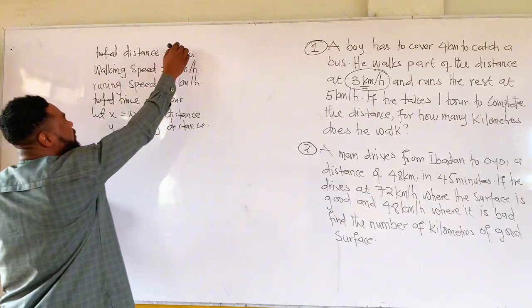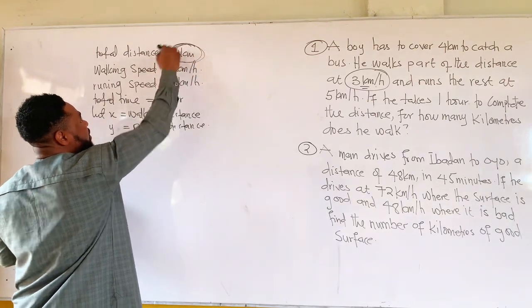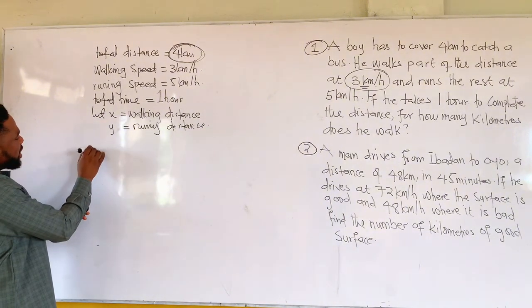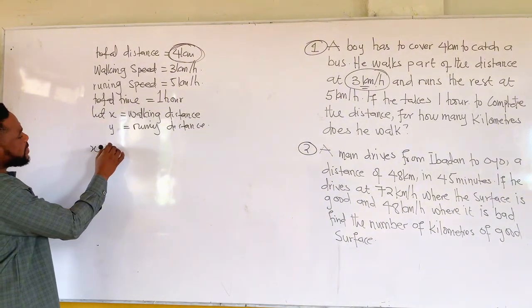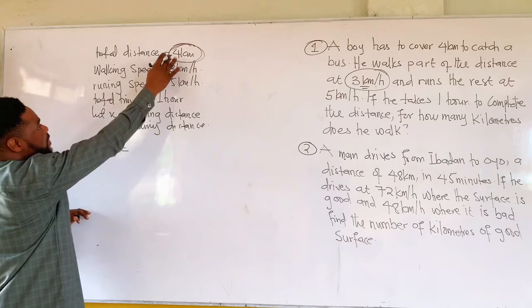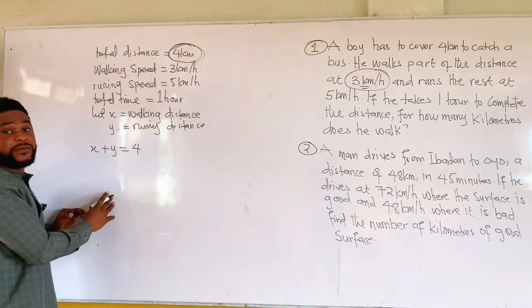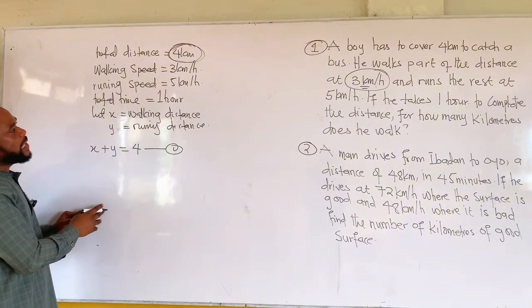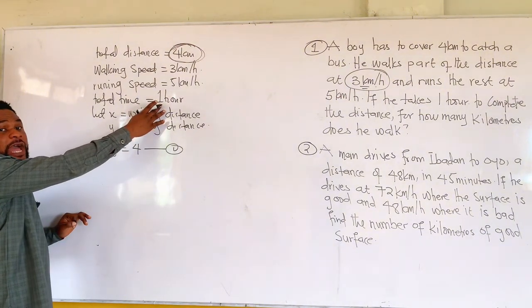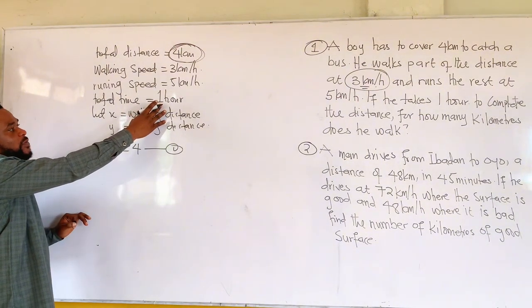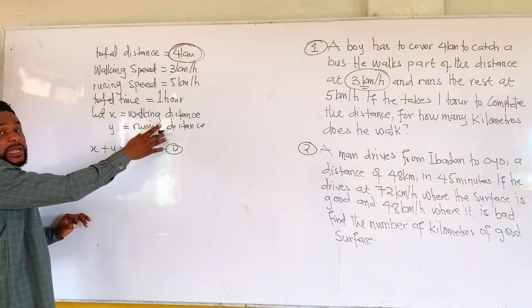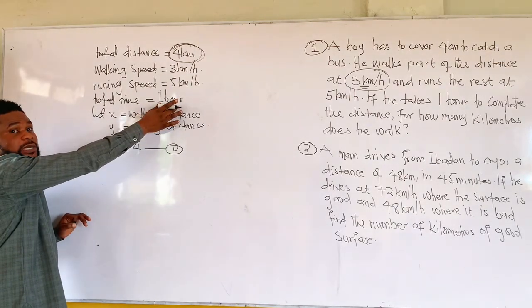Now, since we have the total distance given, we can mathematically say that our walking distance plus running distance should be equal to the total distance given. Then we can name it equation 1. Now, what again? We have been given the total time. So what can we do? We need to find the time for walking, and time for running, so that we can also equate it to this.